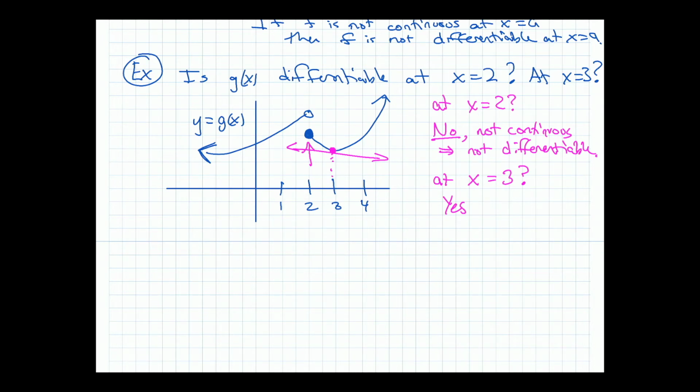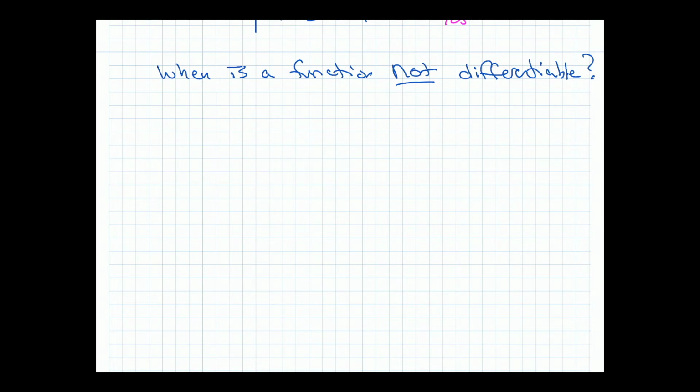Now, we do want something better than what we just had in order to do this problem. We want a better understanding. So what I want to say now is, when is a function not differentiable? That's the big thing. We already saw one case: not continuous. Not continuous means not differentiable. Why? Because if you're differentiable, you're continuous, so you can't be not differentiable and continuous.